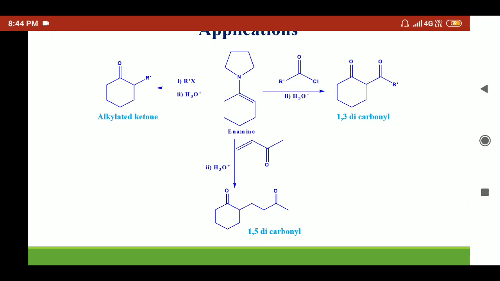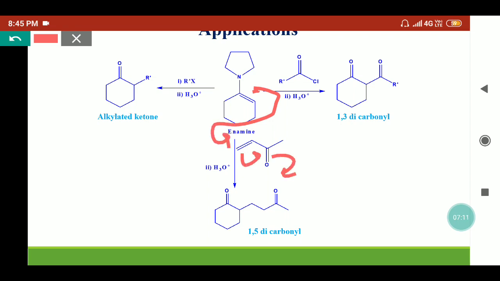In a similar fashion, these enamines can be used for the Michael addition reaction with a conjugated carbonyl compound or methyl vinyl ketone. So this carbon will attack this carbon here, and it goes like this. So 1,4 addition will take place, which will convert into an enol. Further, by keto-enol tautomerism, it will convert into the 1,5 dicarbonyl compound. So the Stork enamine reaction can provide a wide variety of carbonyl compounds.